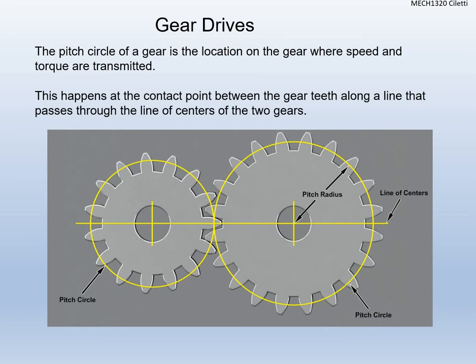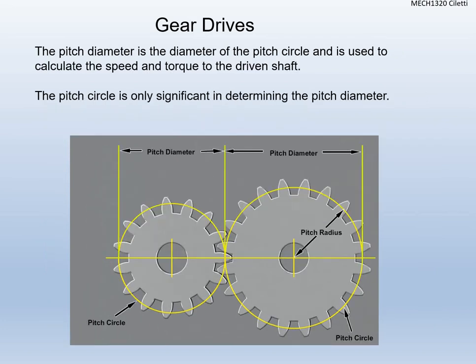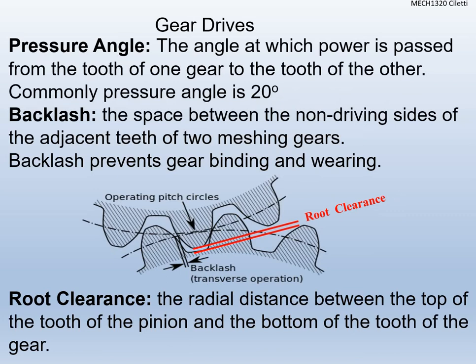So we want our pitch circles to line up. The only time we really use the pitch circle is in determining the pitch diameter. So why do we use the pitch diameter? That's where we calculate the speed and the torque to the driven shaft. We have a driver shaft and a driven shaft, and we're going to get into that here shortly.